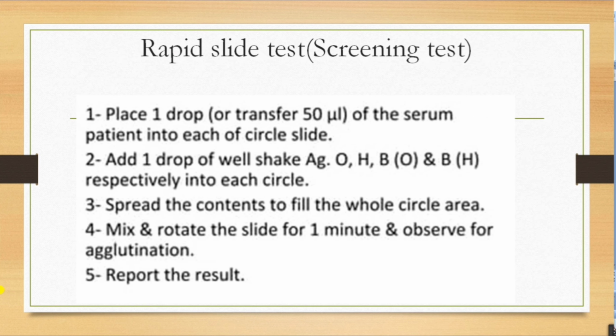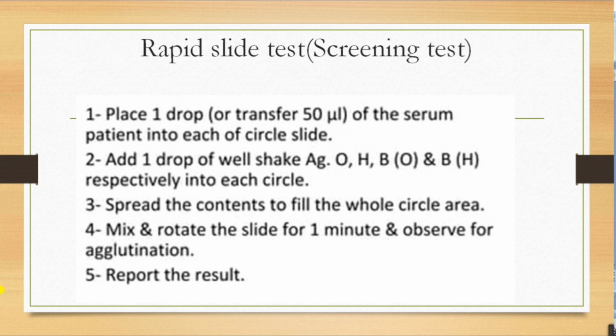Now the rapid slide test, or screening test for Widal, which is done on a slide. The procedure is to place one drop, or transfer using a micropipette 50 microliters, of the patient's serum into a circle on the slide and add one drop of well-shaken antigens, OH, BO and BH or AH and BH respectively, into each circle.